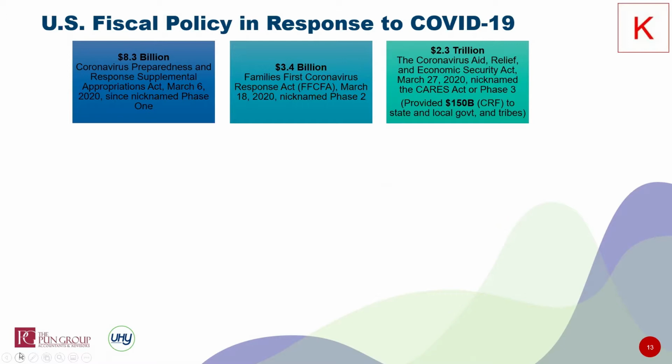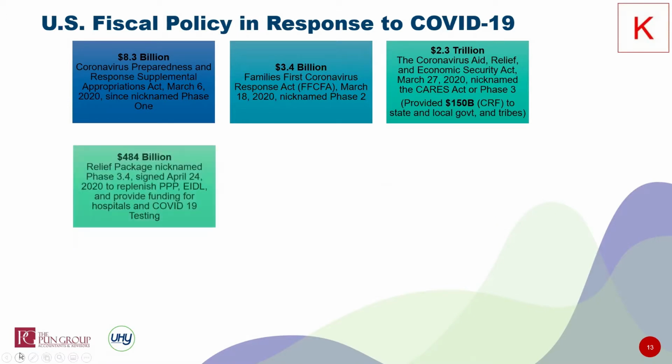The $150 billion included in that CRF was allocated as follows: $139 billion to the 50 states, with each state receiving a minimum of $1.25 billion, $8 billion to tribal areas, and $3 billion to territories in the U.S. such as Puerto Rico, District of Columbia, etc.